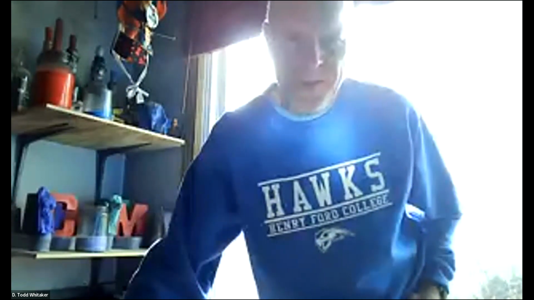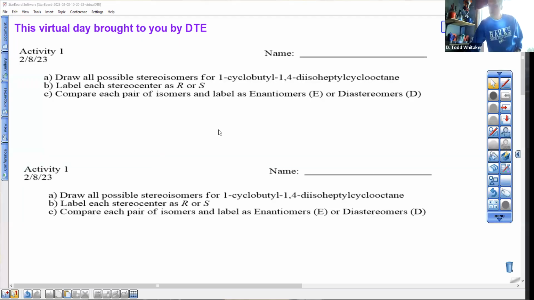We have a loose end in chapter 3 that we're going to take care of first. We have a couple new words here that we'll discuss as we encounter them while doing this problem. So how is today going to work? It's going to work like our last virtual day.